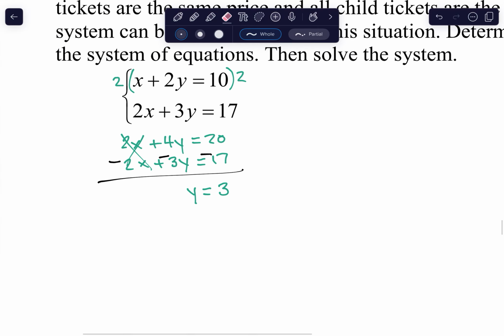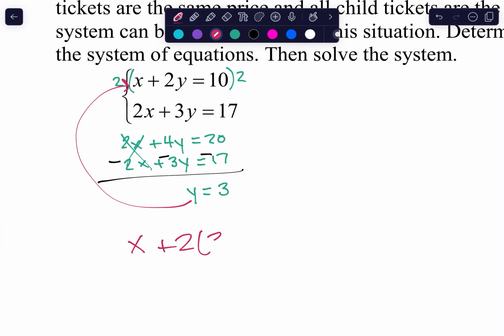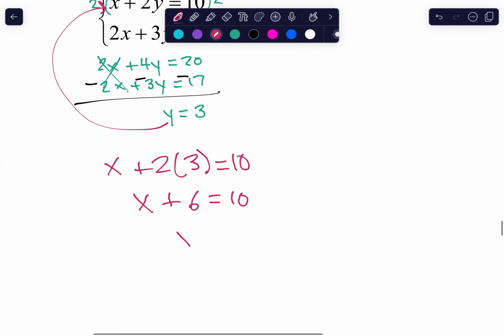Now I'm going to go ahead and substitute that into my original top equation. So x plus 2 times y, which is 3, equals 10. So x plus 6 equals 10. If we subtract 6 from both sides, 10 minus 6 is 4. So we get the ordered pair 4, 3.